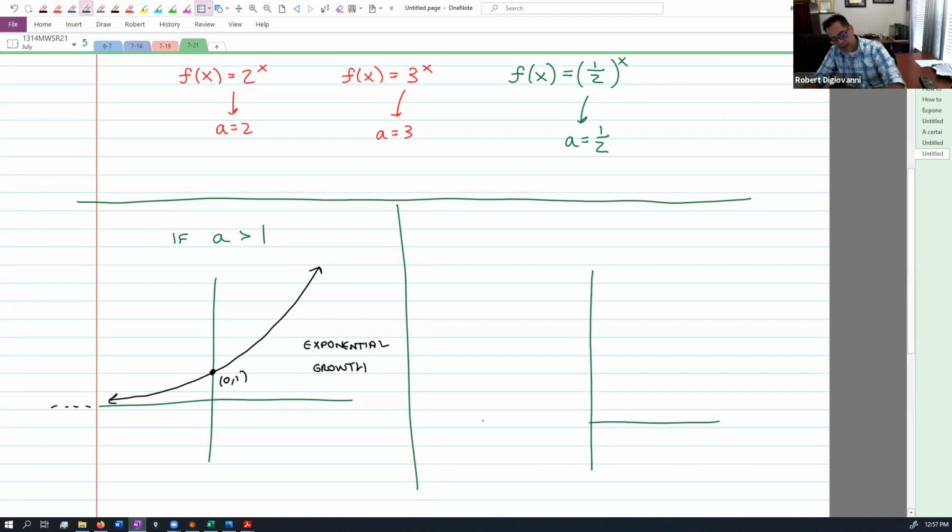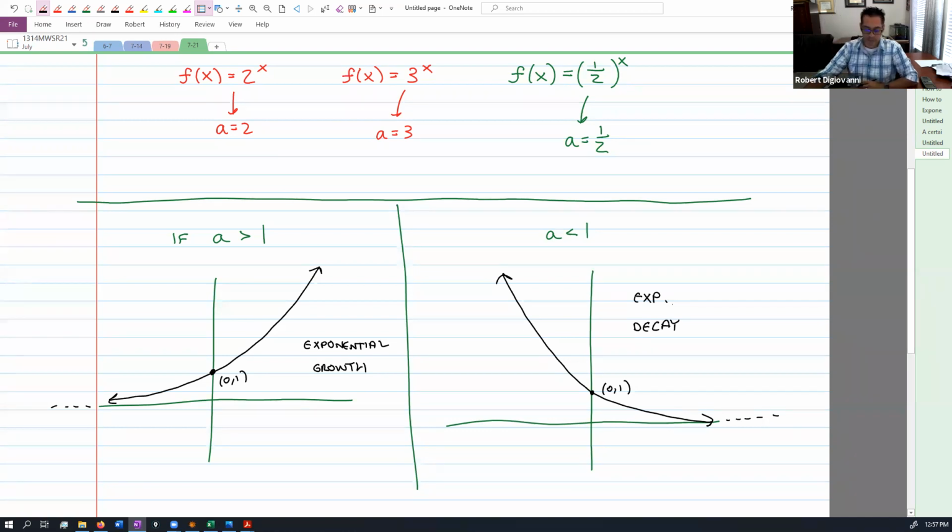And then if the a is less than 1, like a fraction, like 1/2, then what you're going to have is it goes the other way like this. Still goes through 0, 1, and this is called exponential decay. So the way to tell the difference between exponential growth and decay is purely what the a is. The a tells you everything you need to know.